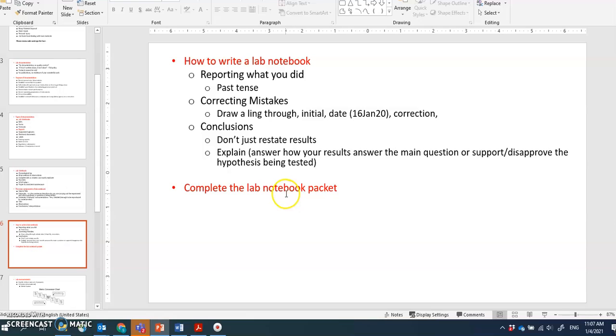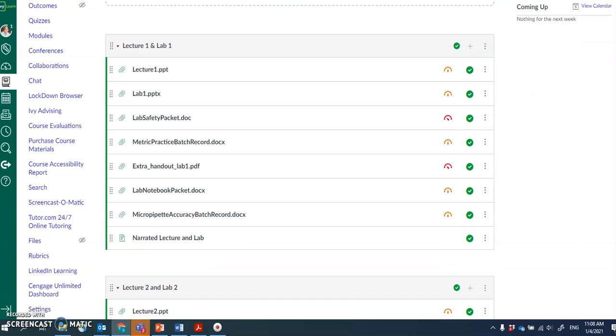And then I'm giving you a lab notebook packet. So again, in your course shell, you should be able to find that. So hold on a second. So in your home page, course shell screen, you'll be able to find this information, right? So lecture 1, lab 1. There should be a PowerPoint slide of your lecture 1, lab 1. And then these are all the relevant materials for your lab.